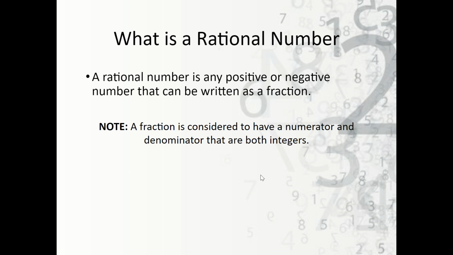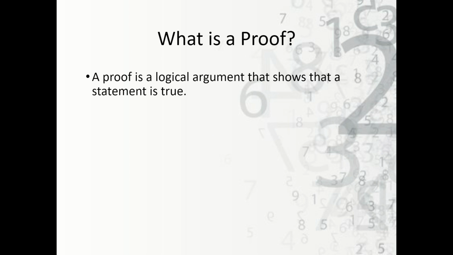So an example of this would be 2 over 3. It can't be 2.5 over 3 or pi over 3. Those would not be considered rational numbers. So it's got to have an integer in the numerator and an integer in the denominator. That's the definition of a rational number.